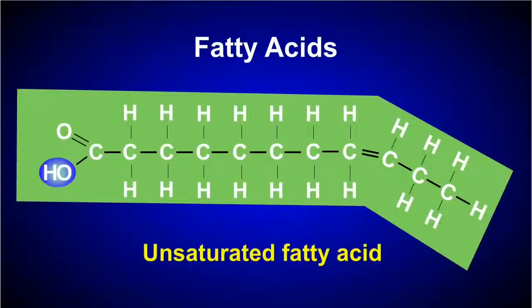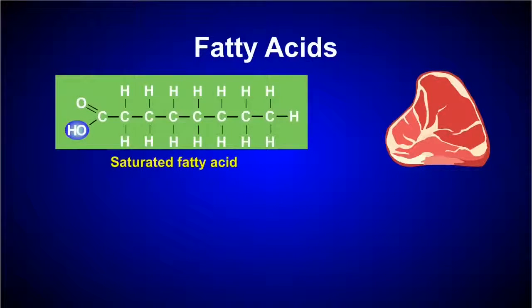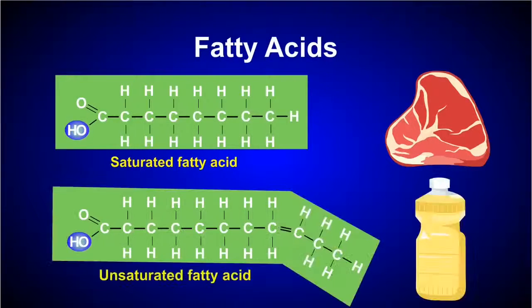Unsaturated fatty acids have 1 to several double bonds. Double bonds result in kinks in the fatty acid chain, which affects the melting point of the fat. Animal fats have saturated fatty acids and are solid at room temperature, while vegetable oils have 1 or more double bonds and are liquid at room temperature.